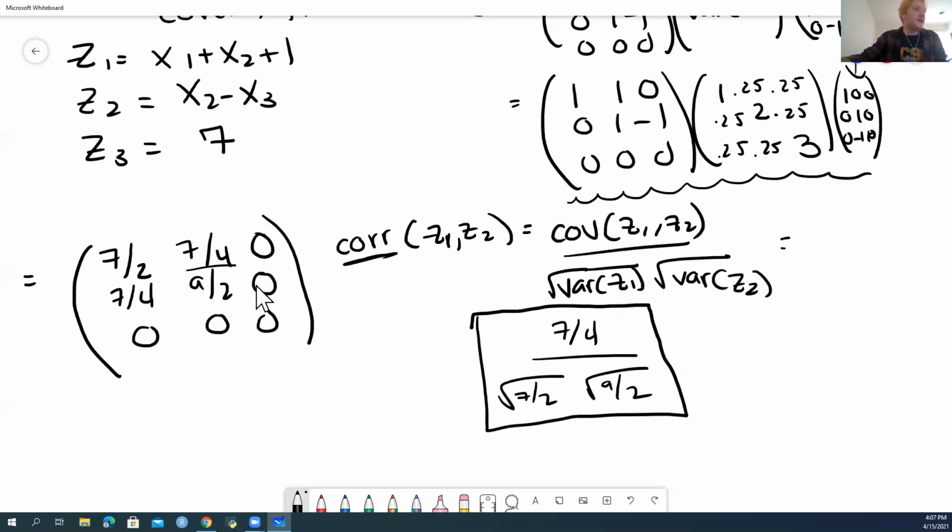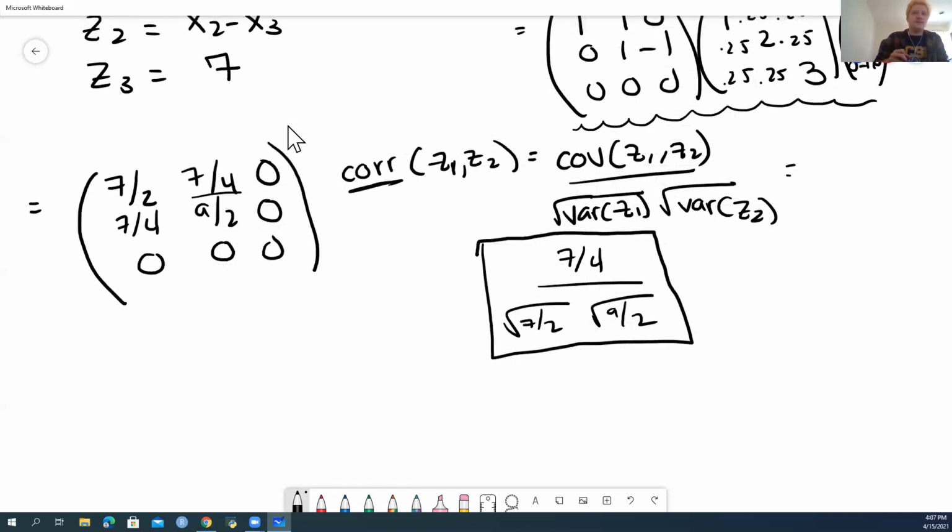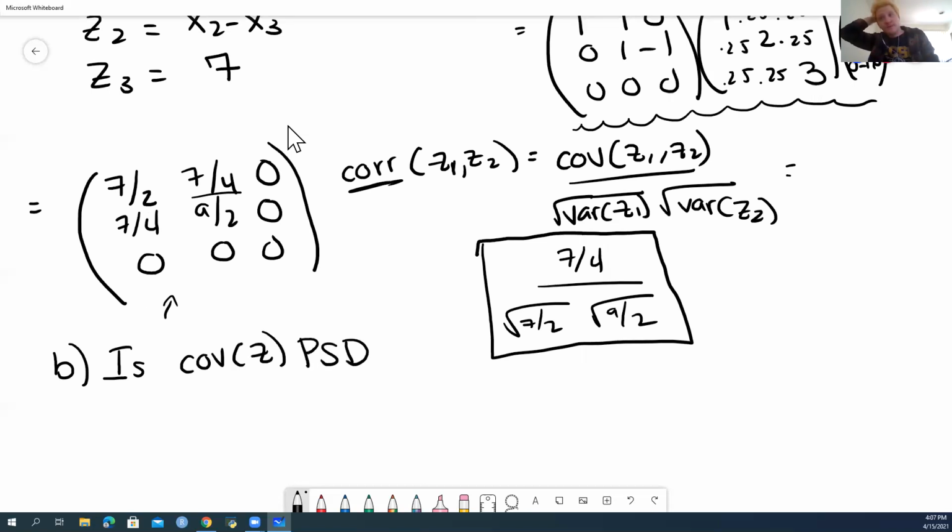So the next thing they want you to ask is, is this matrix up here, the covariance of Z, positive semi-definite? There's a couple different ways to figure out if a matrix is positive semi-definite. I'm going to give my personal recommendation for an answer for this. Do either of you guys know a way to figure out if a matrix is positive semi-definite?